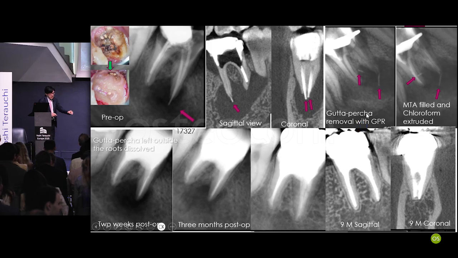So extrusion of chloroform into the periapical tissue didn't affect the prognosis. Of course, the patient was asymptomatic. I do this thousands of times. Nothing happened.